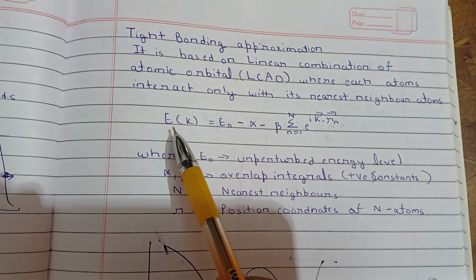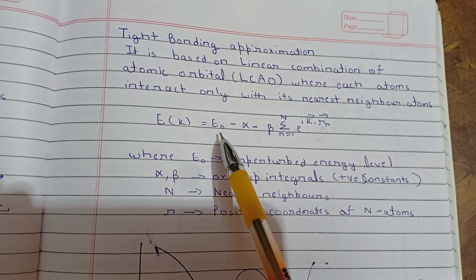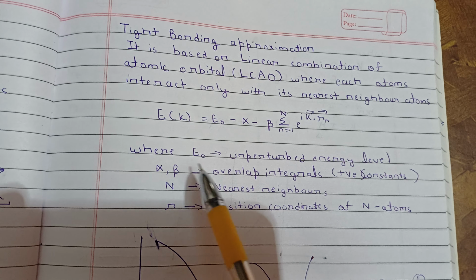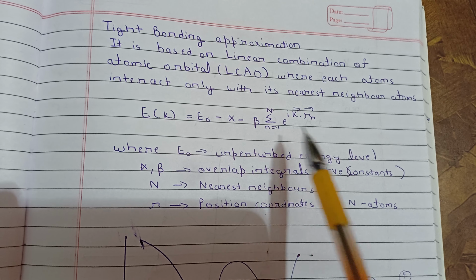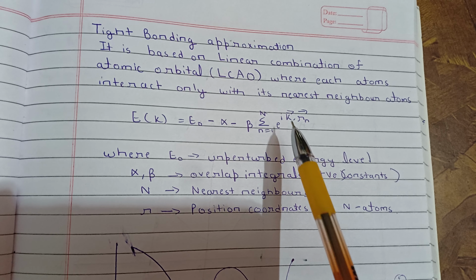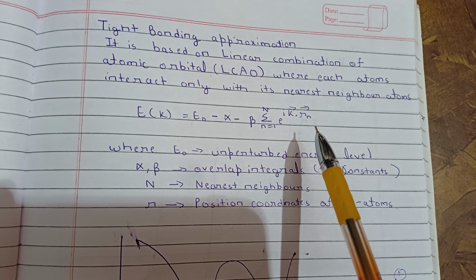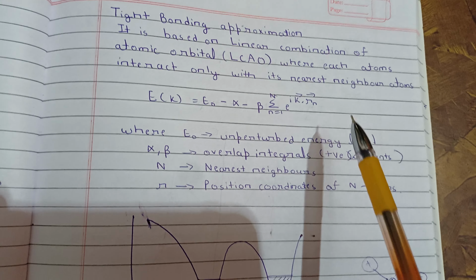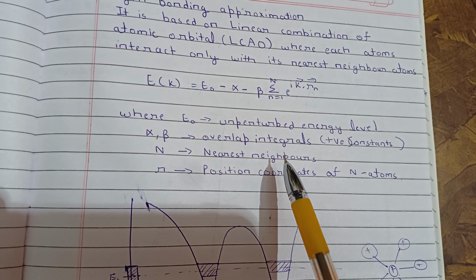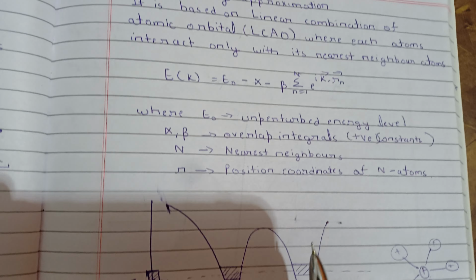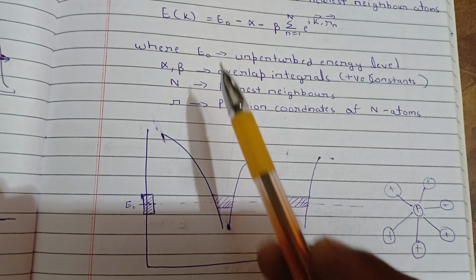Now here E denotes the energy in the k space. E naught is the unperturbed energy level. Alpha and beta are coefficient constants, positive constants. k is the propagation vector and R is the position vector, and n is the number of nearest neighbor atoms. So let me give you a more clear idea about this.